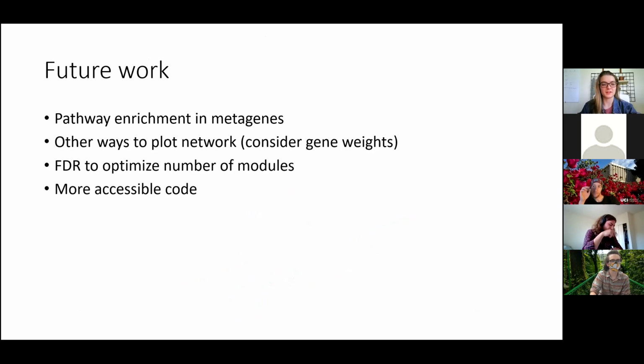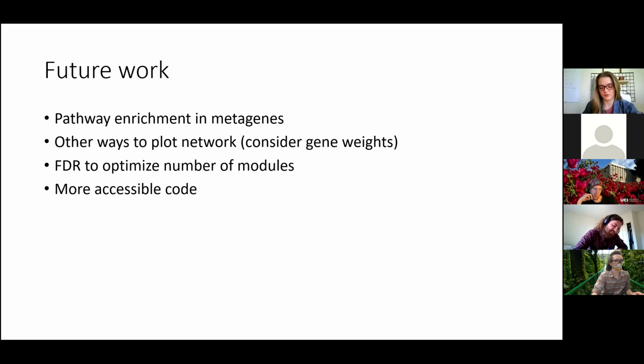Okay. All right, so for future work, I want to incorporate some pathway enrichment or gene ontology for the metagenes to see what pathways are represented. And then also use that in conjunction with the network plot to see if we can elucidate anything. I also want to find some other ways to plot the network. For example, the network that you saw on the previous slide only considered the number of overlapping genes, but it didn't consider the gene weights. As we know, some genes can have a super high weight and be the driver of a metagene, and some can have relatively lower weights, but still be a statistical outlier for the metagene.